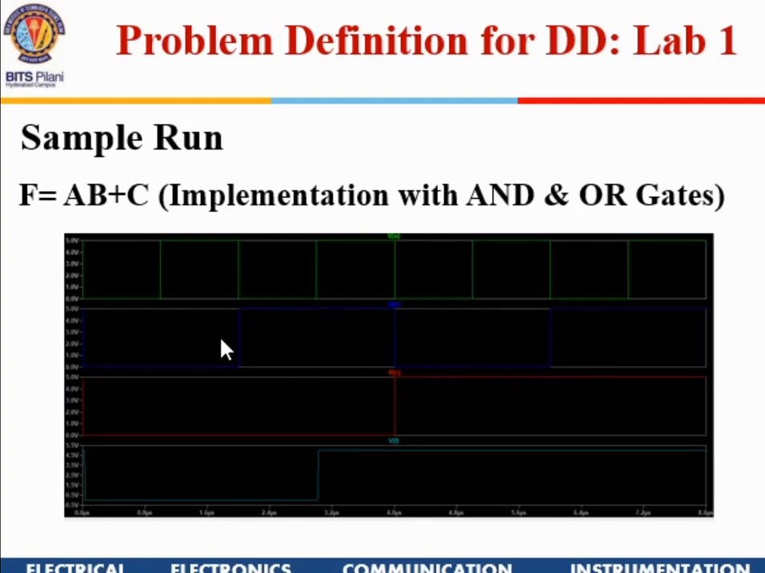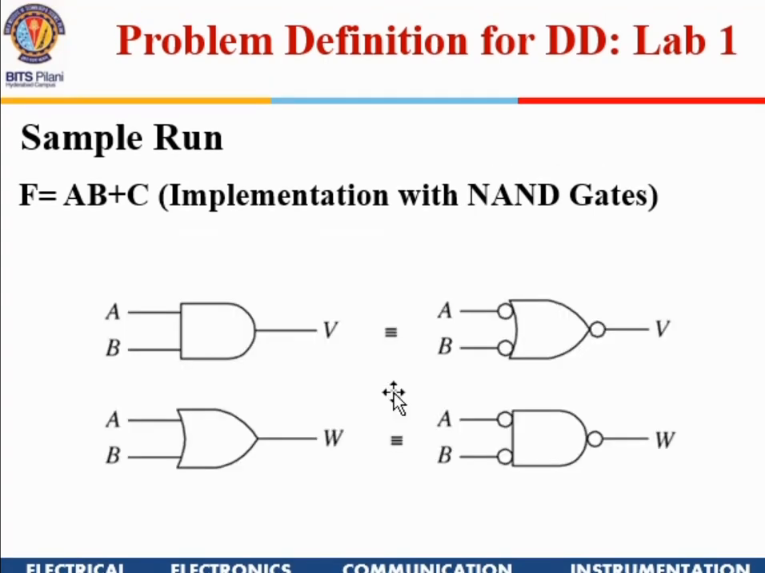If you see A, B, and C, when C is 1, the output will be 1, and when C is 0, only when A and B are 1 will the output be 1. The last one at the bottom is the output, and these are the three inputs. I'll demonstrate how this is going to be done. And then we also are going to implement the same AB with NAND gates.